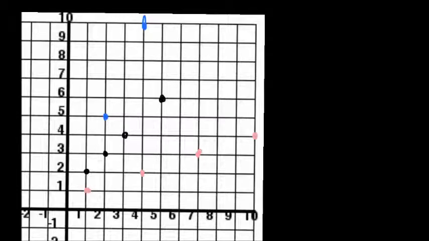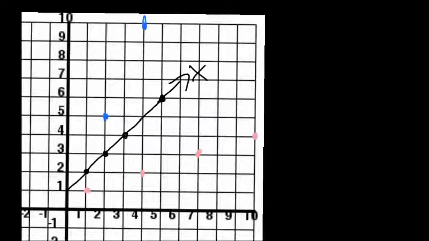Alright, so now we're given just points on the graph, and we have to decide if they're proportional or not. So we'll start with that black one. So I can connect these points. They do form a line. The problem is they don't go through the origin, so the black line is not proportional.